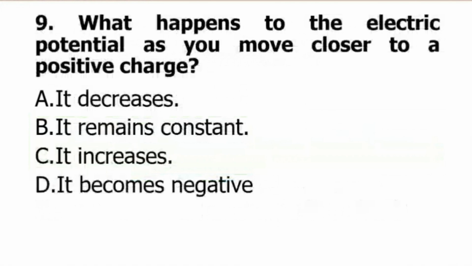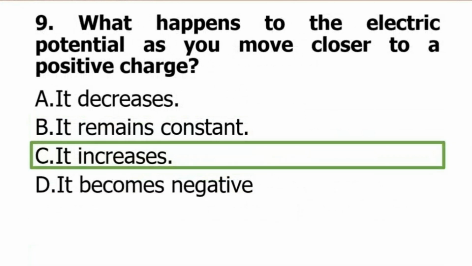Next, number 9, what happens to the electric potential as you move closer to a positive charge? The correct answer is letter C. It increases, because positive charges create higher potential in regions that are closer to them.